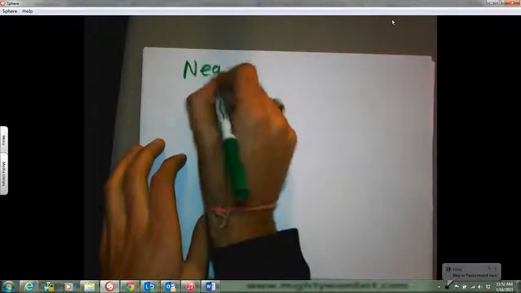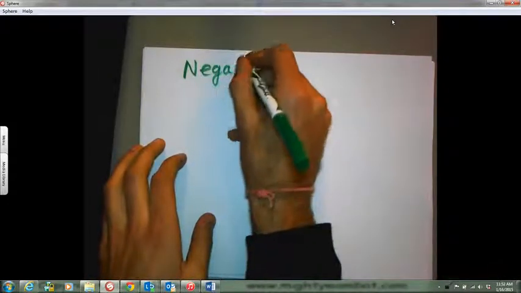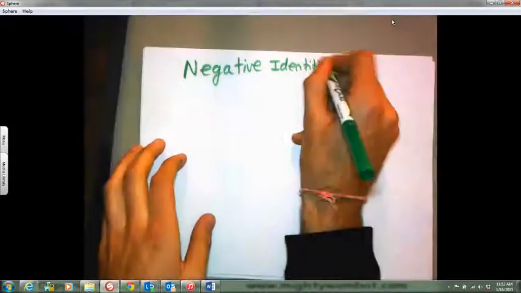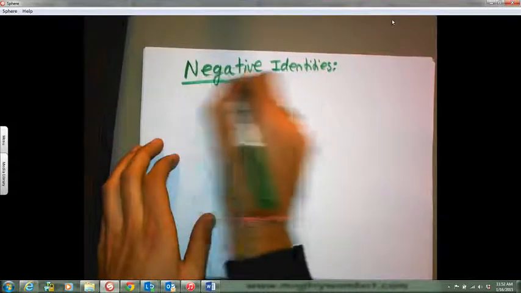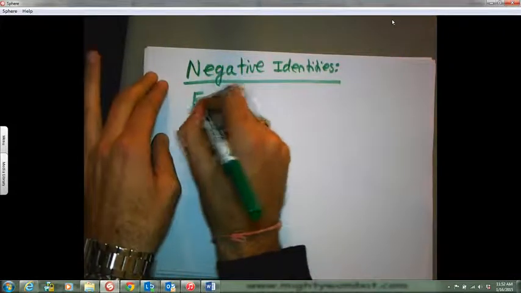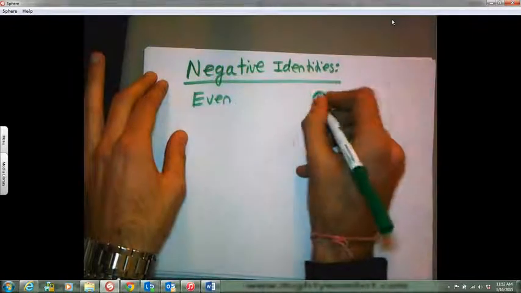All right. So we're talking about negative identities, which are things we have talked about but never officially used this term. Negative identities fall into two buckets. You have two types of functions, as you know, even and odd.